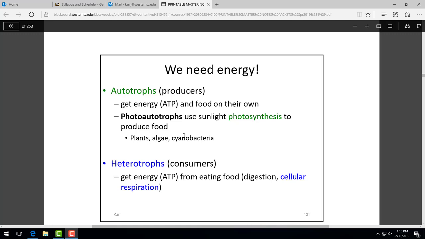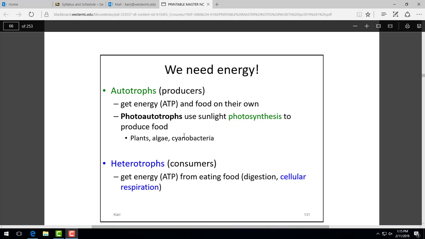So again, autotrophs. All organisms need energy. Plant cells do too, but plant cells can make their own energy through the sunlight and making that glucose. Autotrophs make their own food and get their own energy. Auto means self, like automobile means self-propelling, right? Put some gas in, you don't need to haul it with horses.